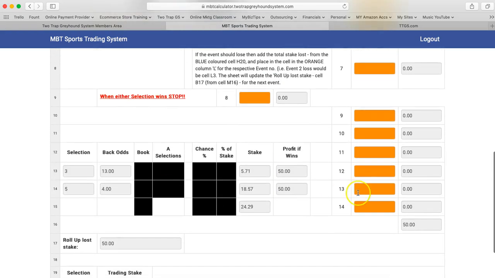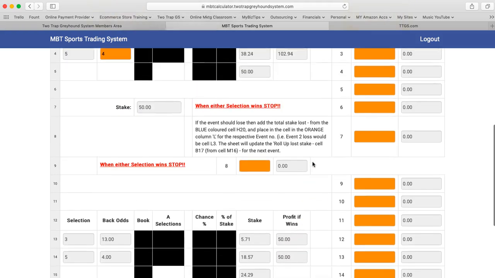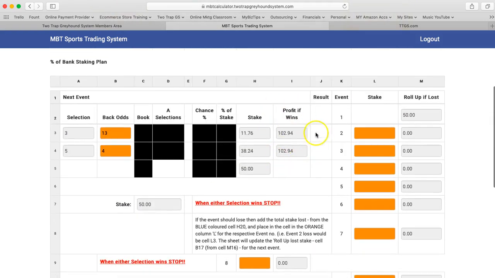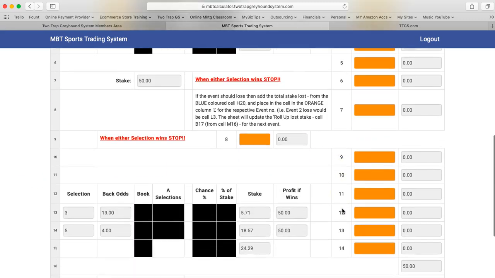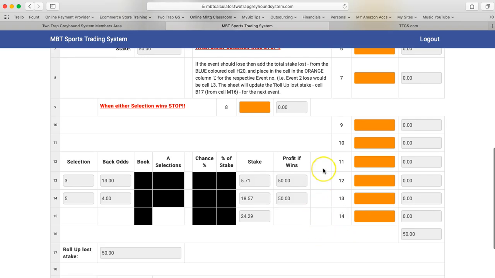As you can see at the bottom, this is what you recover. The 50 is the loss from the previous event 1, and then this is the profit as a result of trading the 50 units across the 2 selections for the two-track Greyhound system. This you can do throughout the system right up to race 14.